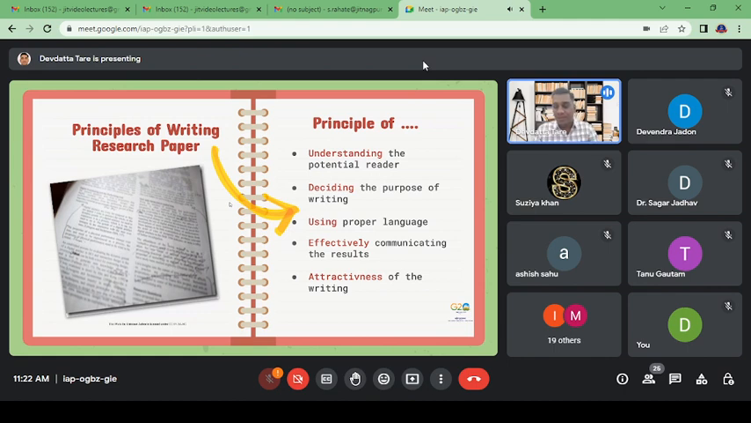Then the second point is deciding the purpose of writing. Why are we writing this paper?